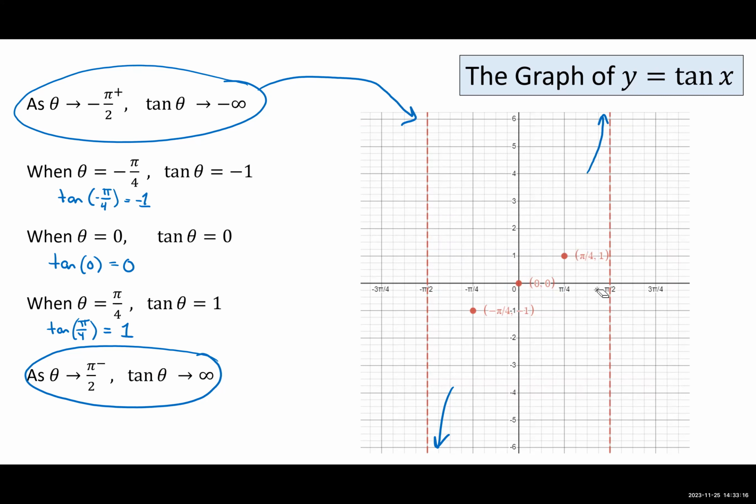And so we could have plotted more points. We could have also let theta equal pi over 6 and negative pi over 6 and pi over 3 and negative pi over 3, and we would have gotten more points on the graph. But this is enough between the end behavior and a few points. And so it turns out that the tangent function will have a graph that approaches negative infinity on the left, crosses through these points, and then approaches positive infinity on the right.